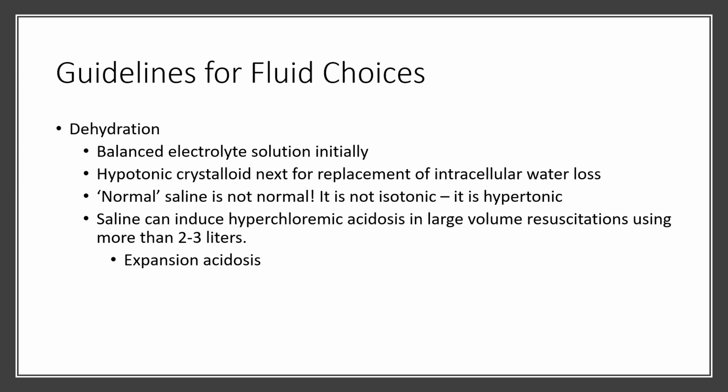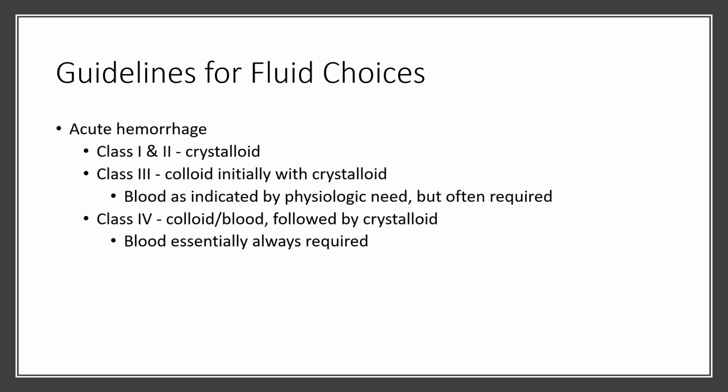Large volume replacement with saline can cause hypochloremic acidosis or expansion acidosis. In acute hemorrhages, classes 1 and 2, you can use a crystalloid. In class 3, you start with a colloid initially and supplement with crystalloids. Often you're going to need blood, as indicated by the physiologic need. Okay, are they perfusing? If not, they're going to need some blood to replace the oxygen.